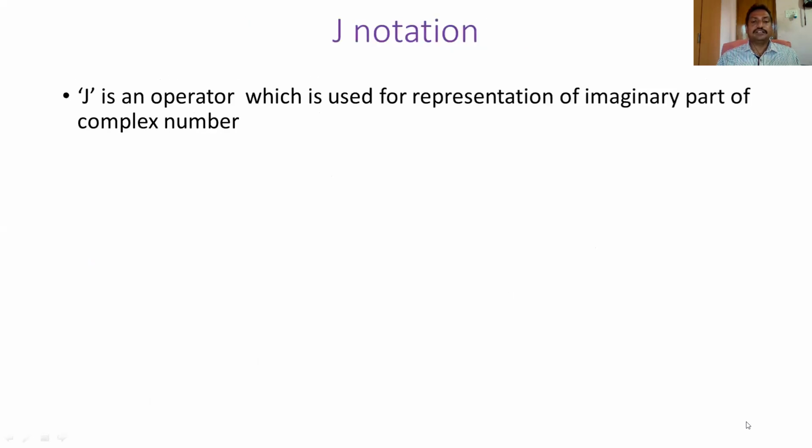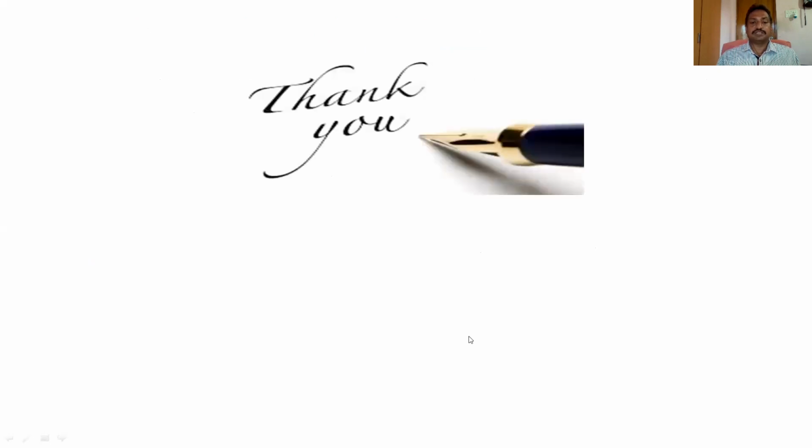Next, j notation. J is an operator which is used to separate the real part and the imaginary part, which is always placed near the imaginary part only. So z is equal to x plus jy. See here, y is the imaginary part. We always place j near the imaginary part.